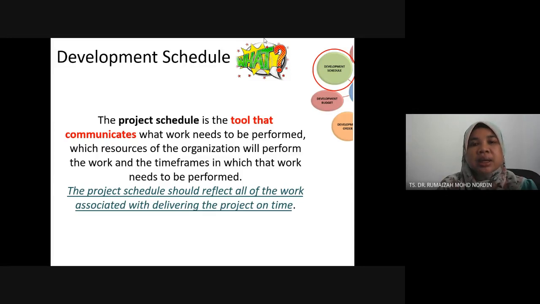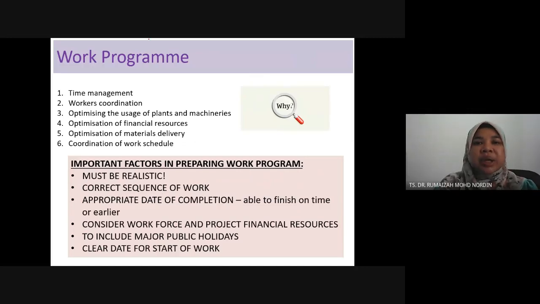And then another thing is development schedule. So yang ni I think you will be learning this in detail in semester 7, whereby you will be having the class for Primavera. So project schedule is actually a tool that communicate what works need to be performed at what time frame. So project schedule should reflect all the work associated with delivering the project on time. Okay, so selalunya kita panggil work program lah. Okay, tapi to those yang pergi praktikal, you all akan dengar diorang panggil CPM.